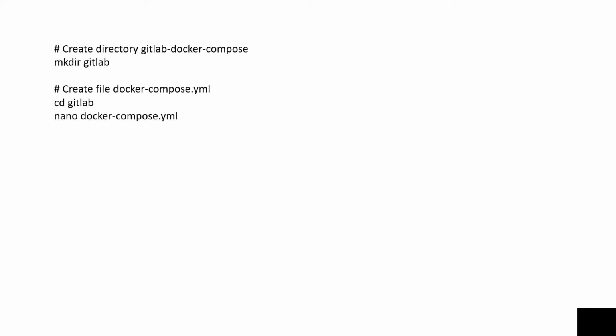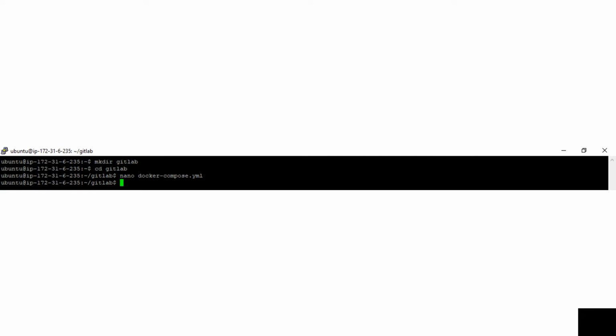Create a GitLab directory, and in this directory create a Docker Compose YAML file. As it is shown on this screen, the directory is created and the Docker Compose YAML file is created inside the directory. Next, we will review the content of the Docker Compose YAML file.